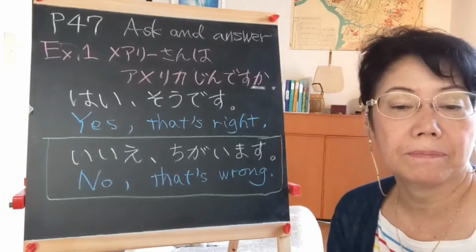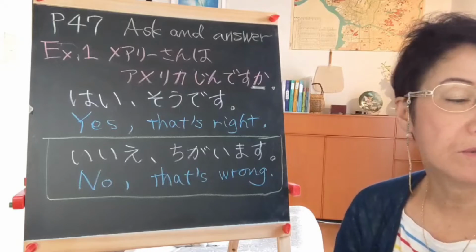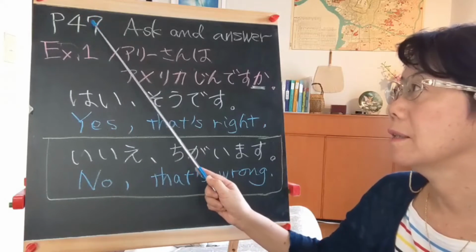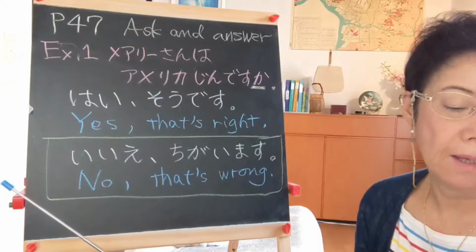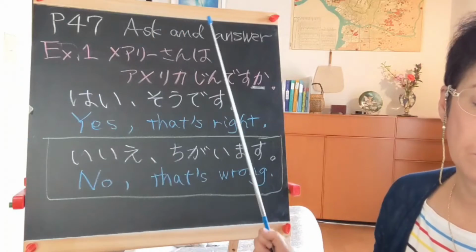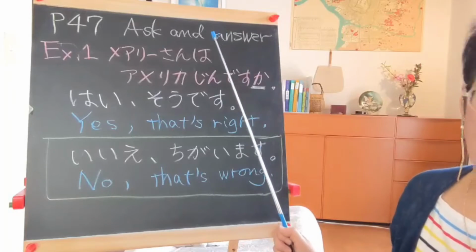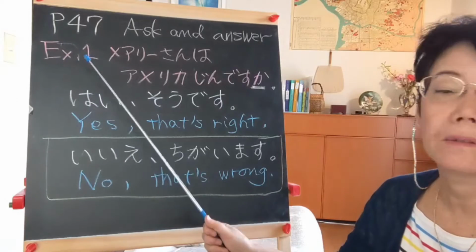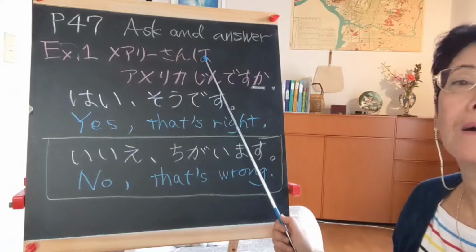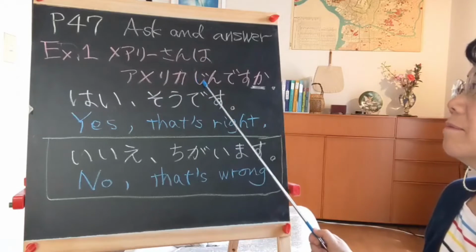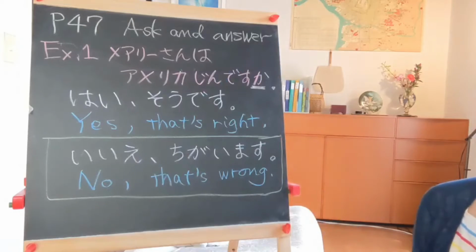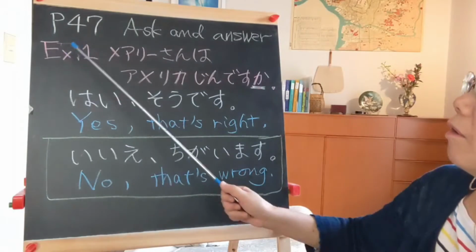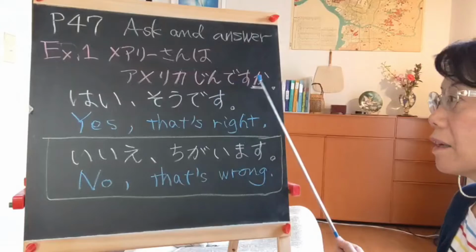Okay, let's move on to the practice section. Please look at page 47, 47 page. Ask and answer questions using the given cues. So example 1. メアリーさんはアメリカ人ですか? So, か is added. It means questioning. So, is Mary American?